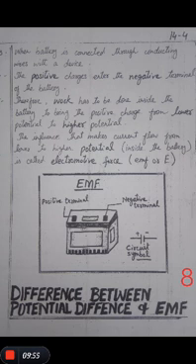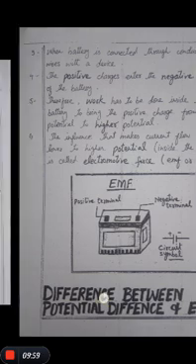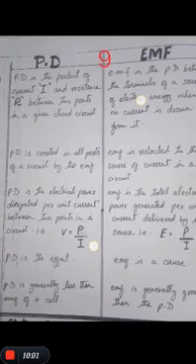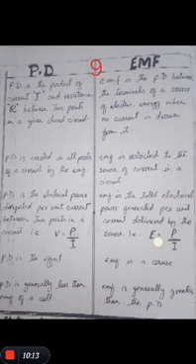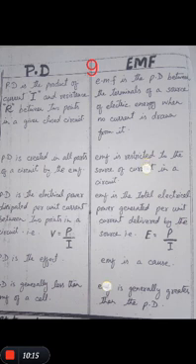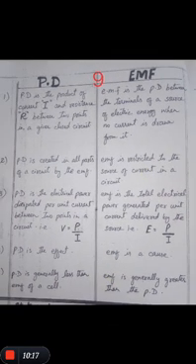Now the basic differences between the potential difference and the electromotive force. Potential difference is the product of the current I and the resistance R between the 2 points in a given closed circuit, whereas EMF is the potential difference between the terminals of a source of electric energy when no current is drawn from it.